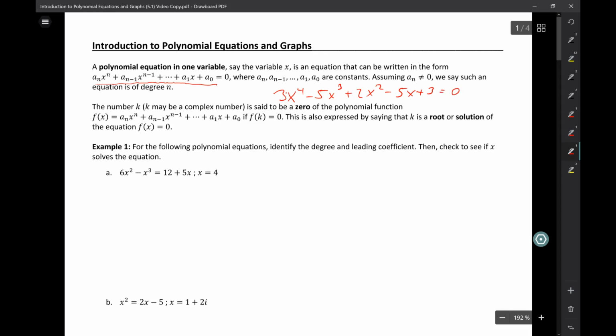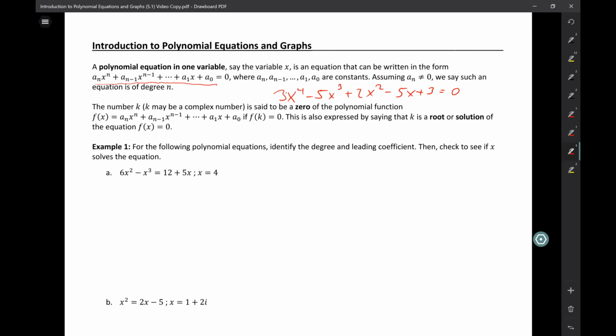polynomial equation. All the exponents on the variables are whole numbers and they're non-negative, which means they do not have negative exponents. They are not fractional exponents, anything like that. If they satisfy that requirement, then it is a polynomial equation.